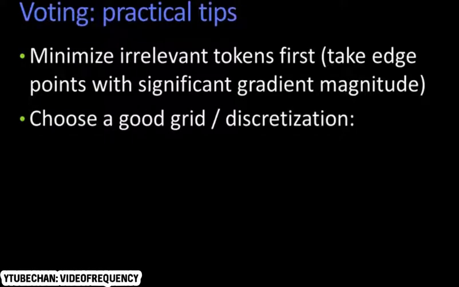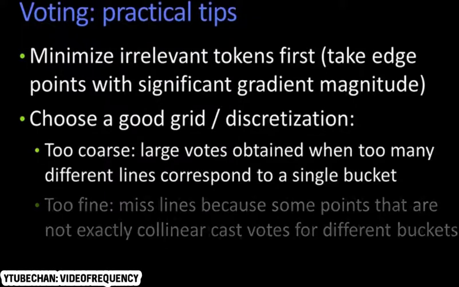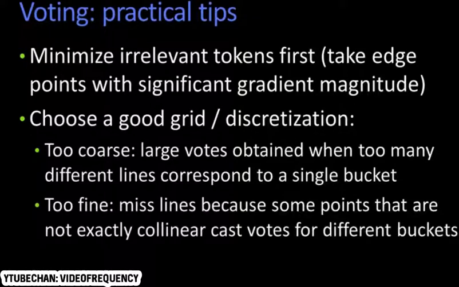How many bins you make. And there's no sort of magic answer to that. It's a little bit of an art. The problem is if the bins are too large, then too many false points vote for the same bin. And if it's too fine, then a little bit of noise will cause you to vote for the wrong bin. So there's this trade-off. It's sort of how coarse and fine the data structure is.